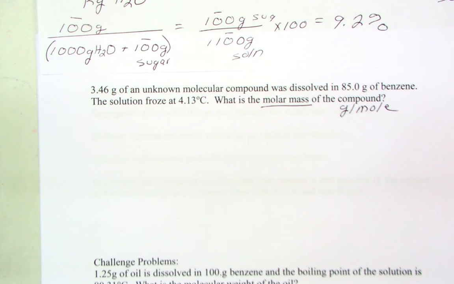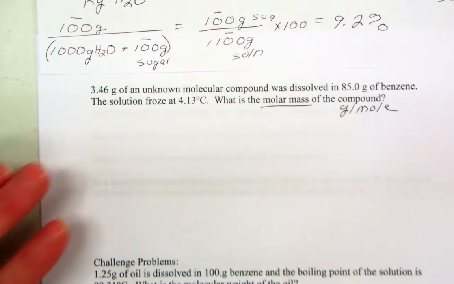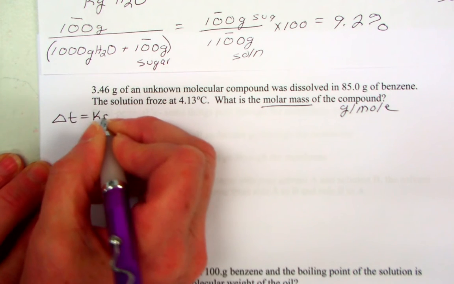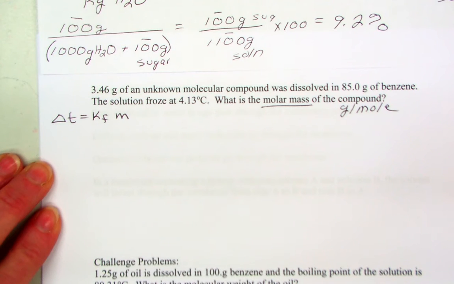I know the grams of compound, but I don't know the moles. When we were dealing with Raoult's law, we used mole fraction to figure out moles of sample and then took grams per mole. Now we're going to use molality to figure out moles of sample. So we start off with the simple. Delta T is equal to K sub F times m.